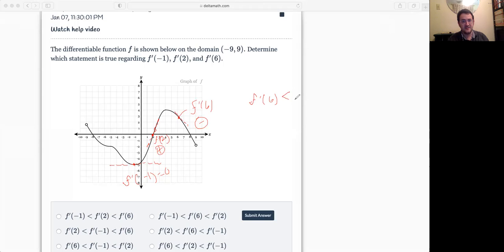And then I could say that f prime of -1 is the next smallest. And then I could say that f prime of 2 is my biggest. So I'm going to look for that answer choice: 6, -1, 2.